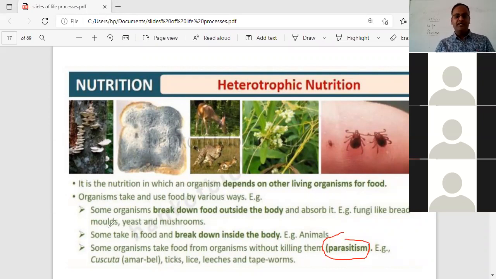The second type of heterotrophic nutrition is saprotrophic nutrition. You all know that some organisms break down food outside the body and absorb it, that is fungi. They feed on dead and decaying products also. So this is saprotrophic nutrition.